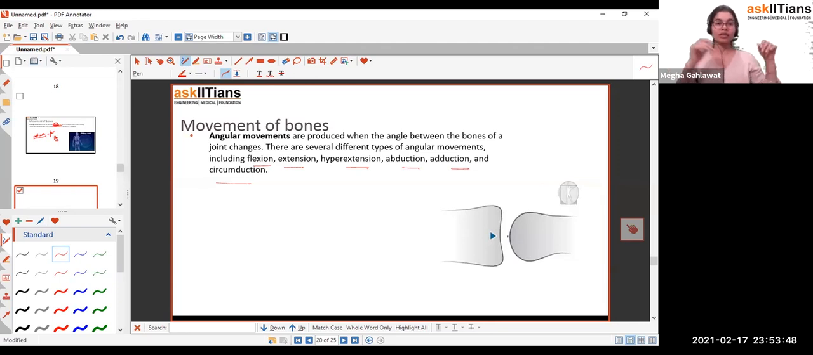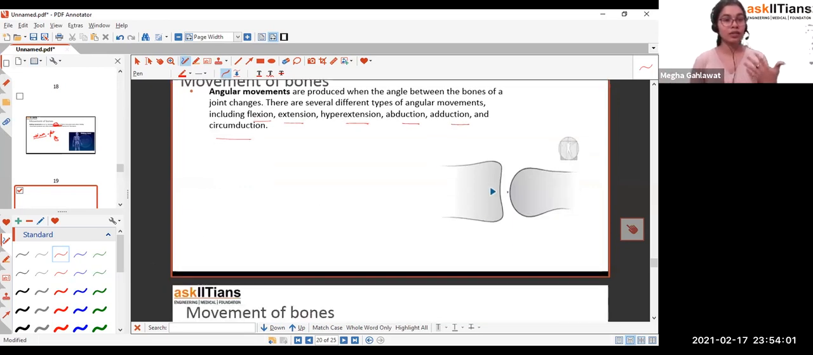We are flexing our wrist. Extension, as in we are extending our arms like this. Okay, hyperextension is when we are doing the splits, like when we perform the split of both the feet or both the legs. So these are the types of movements which occur inside the body.